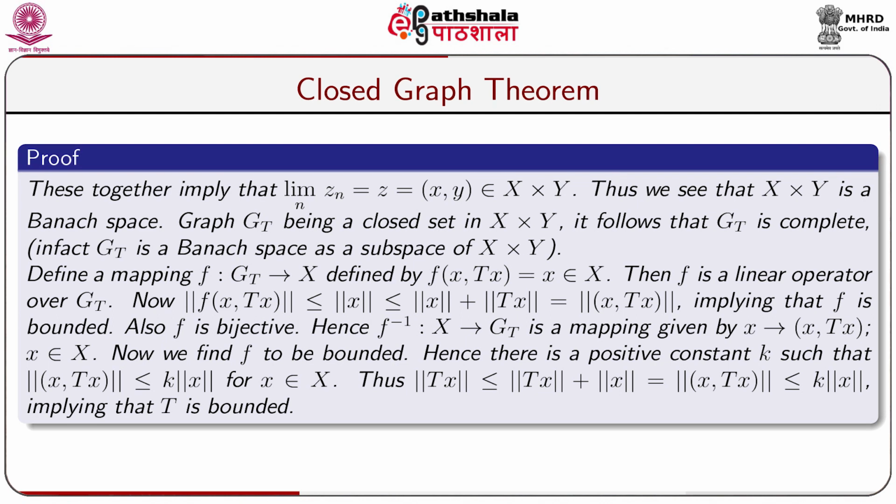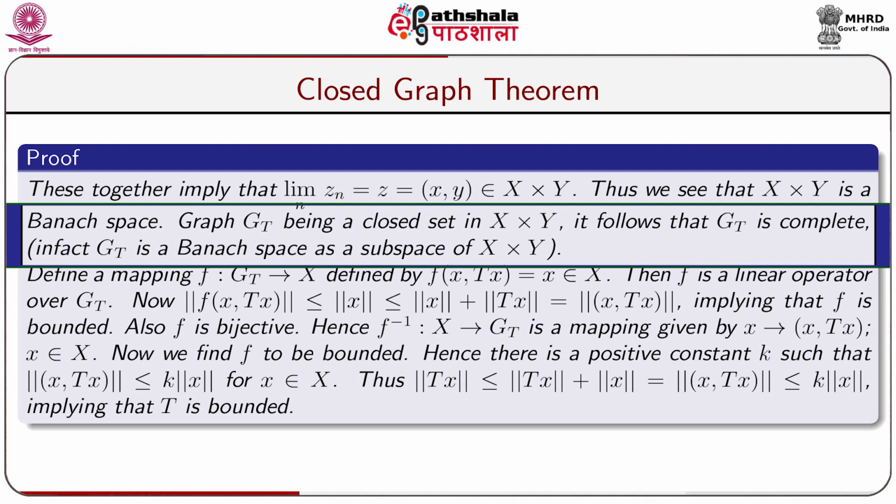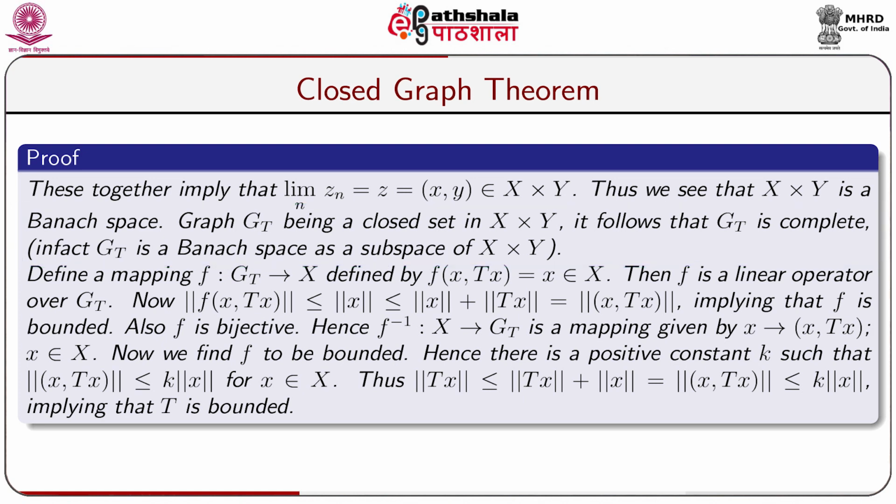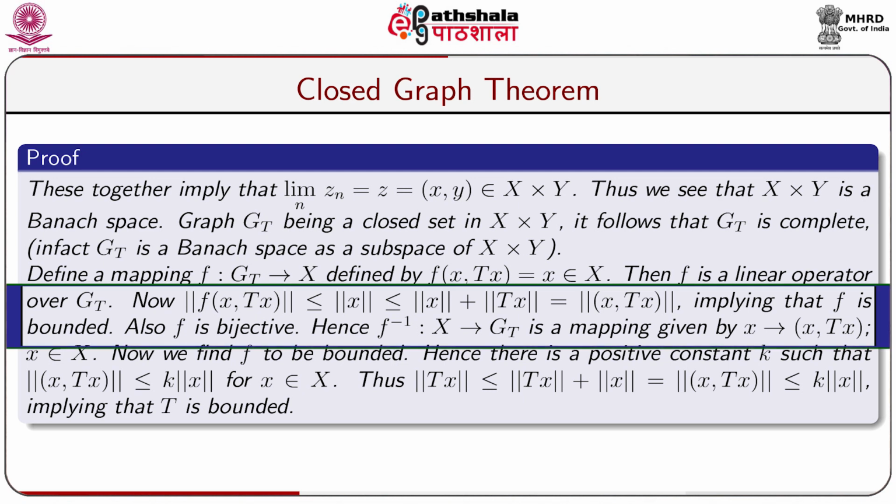Thus, we see that X cross Y is a Banach space. Now, the graph of T, that is G_T, being a closed set in X cross Y, it follows that G_T is complete because X cross Y is a Banach space, and we know that a closed subset of a complete metric space is again a complete metric space. Define a mapping f from G_T to X by f(x, Tx) = x, where x belongs to X. Then f is a linear operator over G_T.